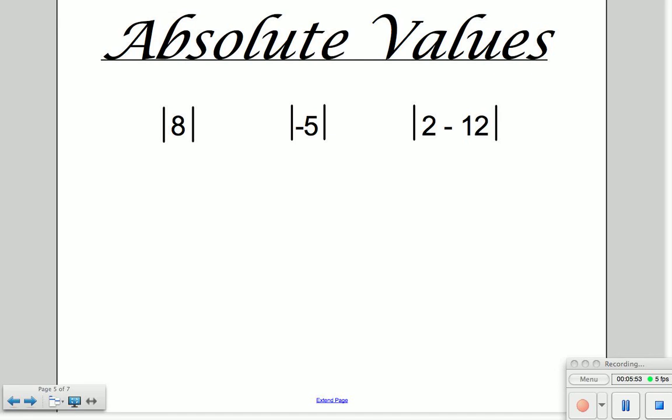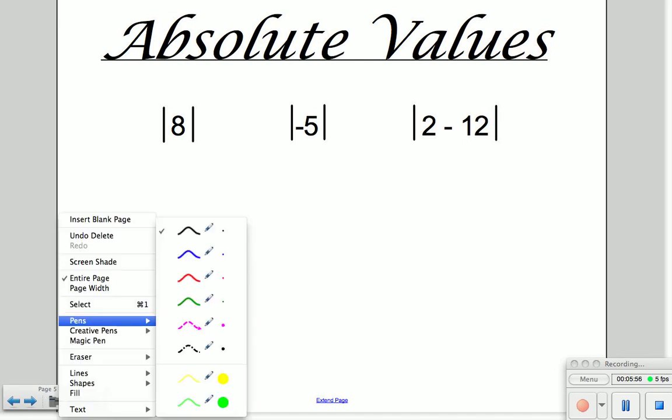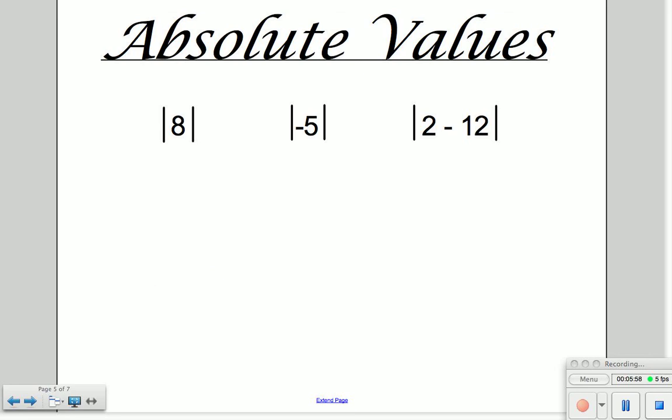The absolute value of 8. So how far away is 8 from 0 on a number line? It's a positive number, so the distance between 0 and a positive number is just the number itself, 8. 8 is 8 units away from 0. What about negative 5? How far away is negative 5 from 0? Well, it's going to be 5 away from 0 in the negative direction, but we don't care about which direction it's in. We only care about how far away it is from 0. And negative 5 is 5 units away from 0.